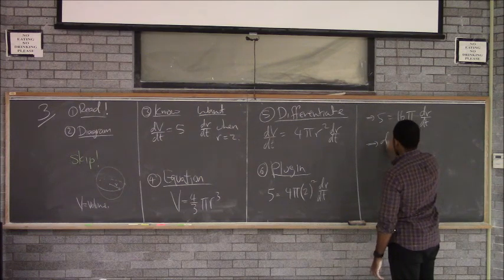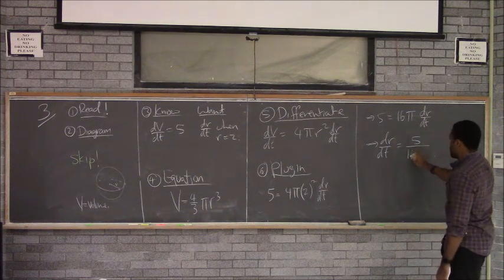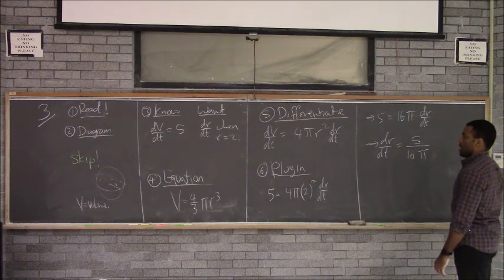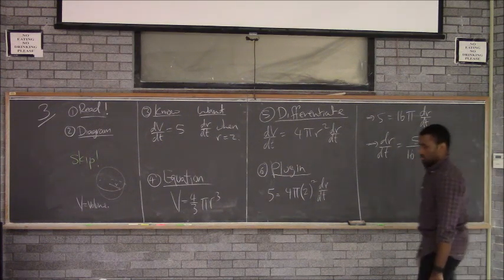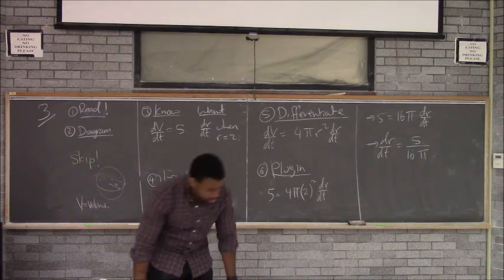So this means dr/dt is 5 over 16 pi feet per second.